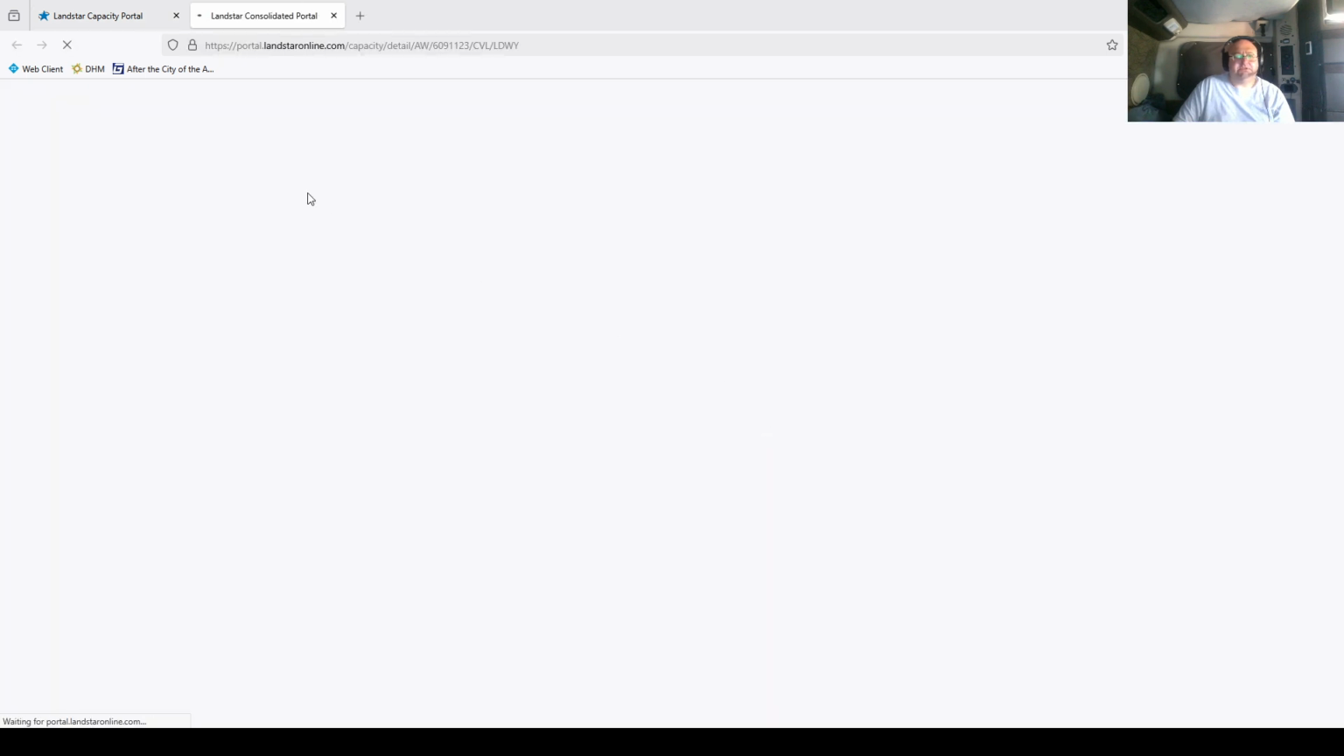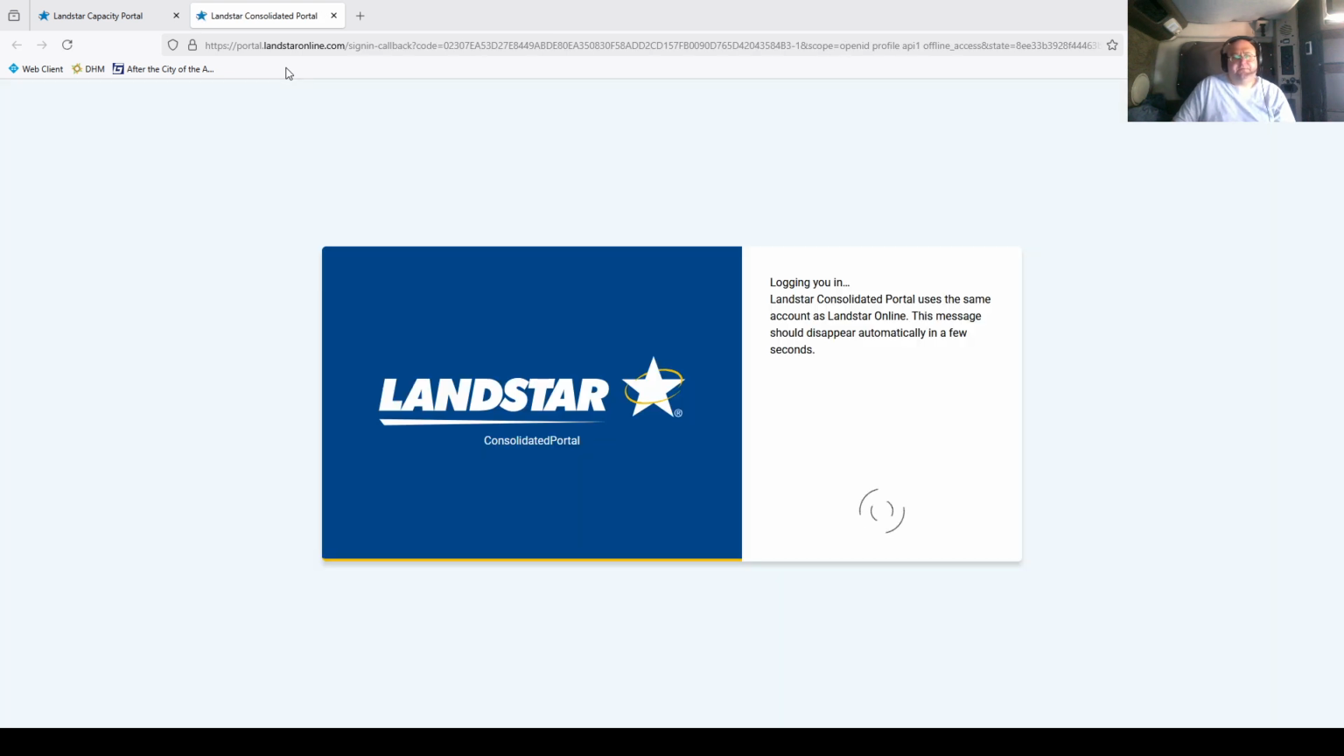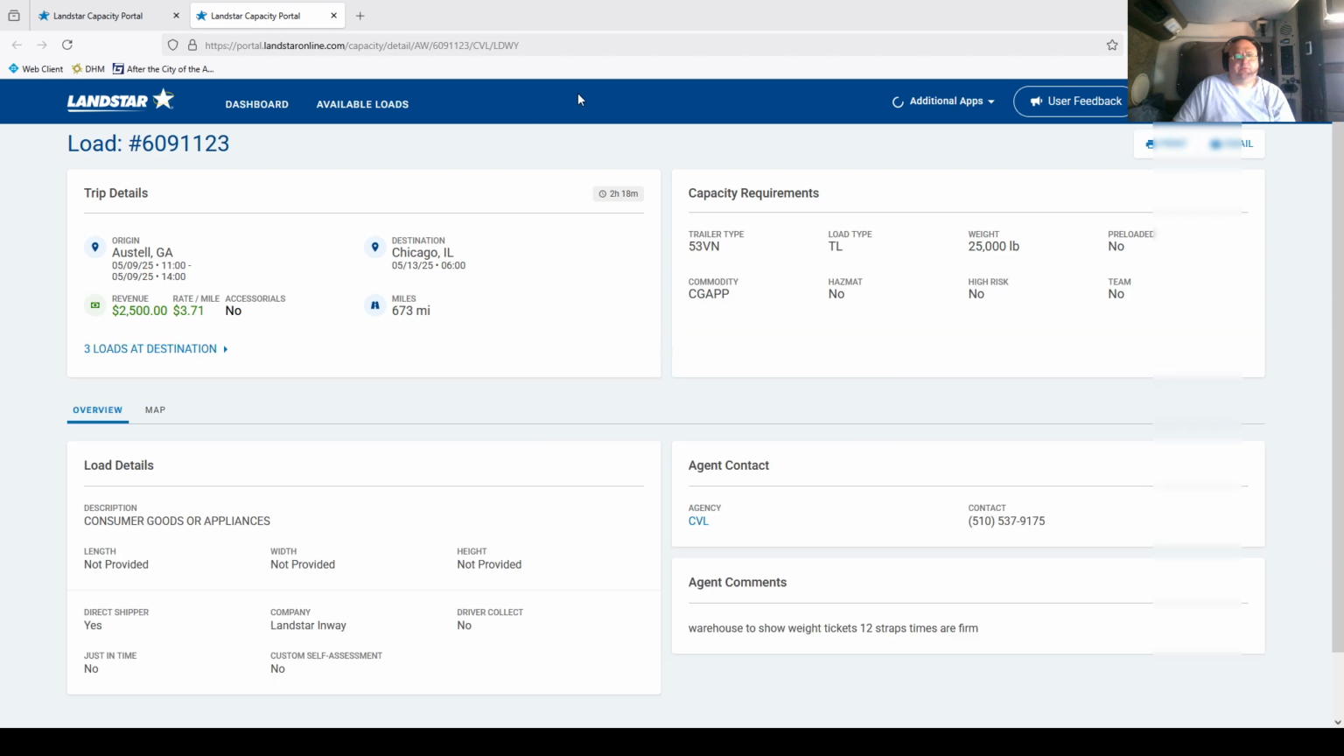Let's see if there's any gotchas on this load. Once it goes through 15 websites and logs me in 12 more times. And all right, here we go. Warehouse to show weight tickets, 12 straps, times are firm. Warehouse to show weight tickets. I don't even know what that means. English, do you speak it? Just because you throw in words doesn't mean that it makes sense. The words have to be in a particular order.